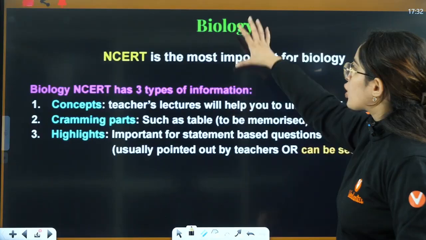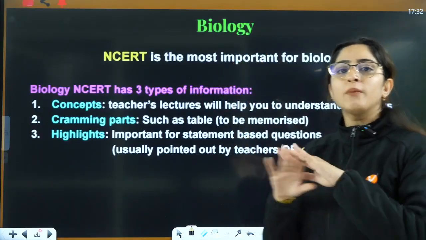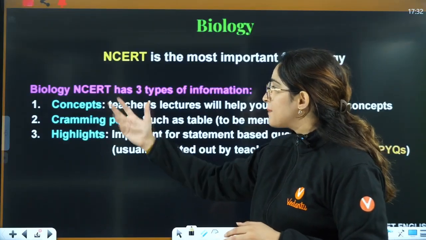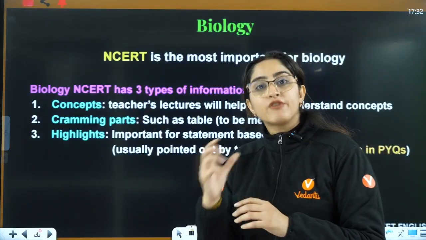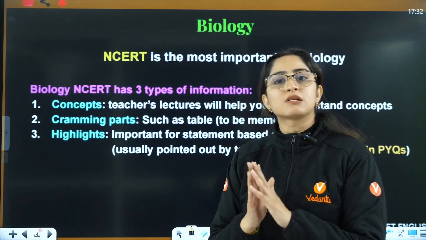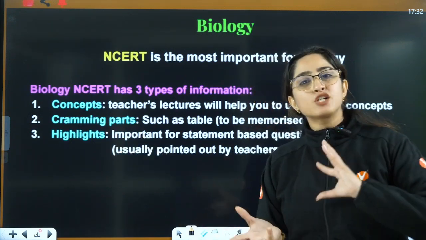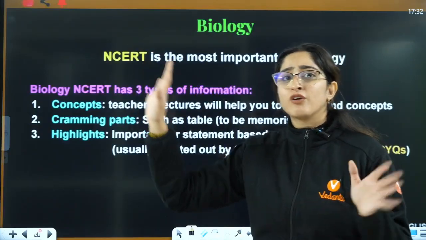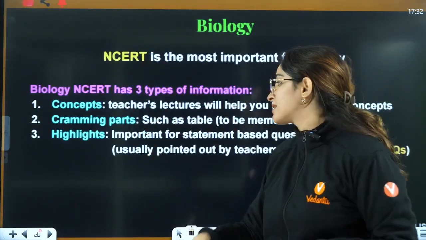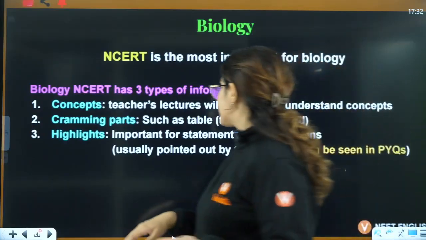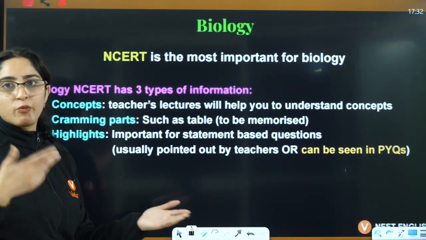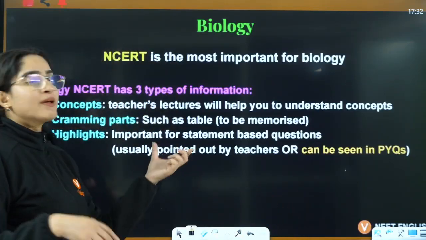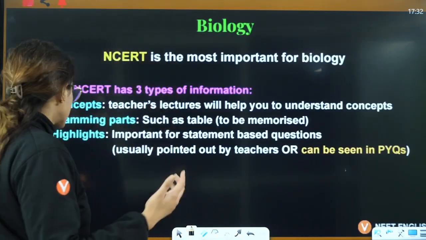Now if I talk about NCERT biology, it's all about NCERT, and the information is divided into 3 parts. First is concepts, core concepts, where I would advise you go through teachers' lectures. Then cramming parts, which you need to memorize. For that, make your own short notes, paste them on the walls, because these are volatile topics, right? Then highlights. This is actually pointed out by teachers, or you can also see it in the previous year questions.